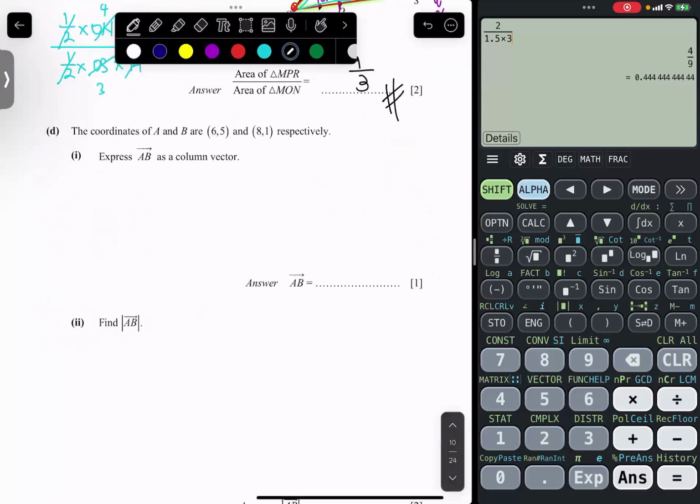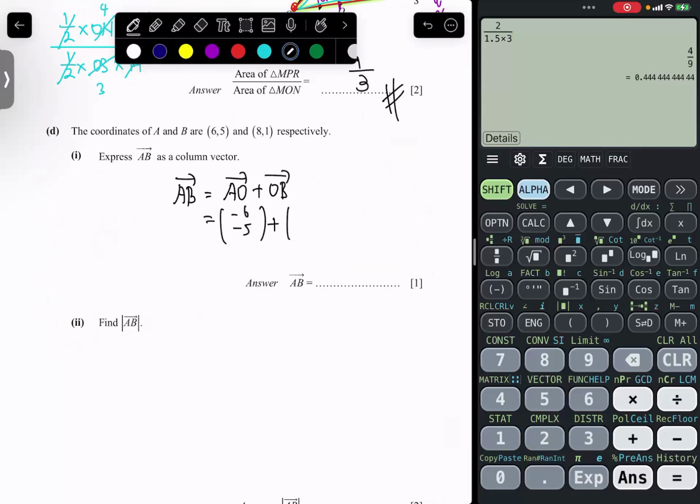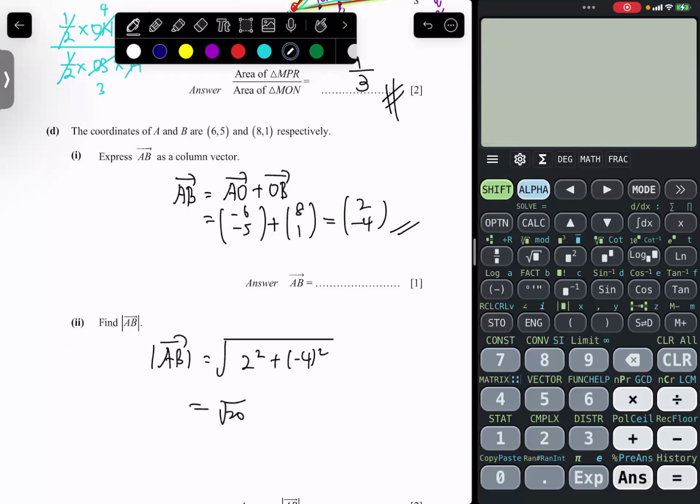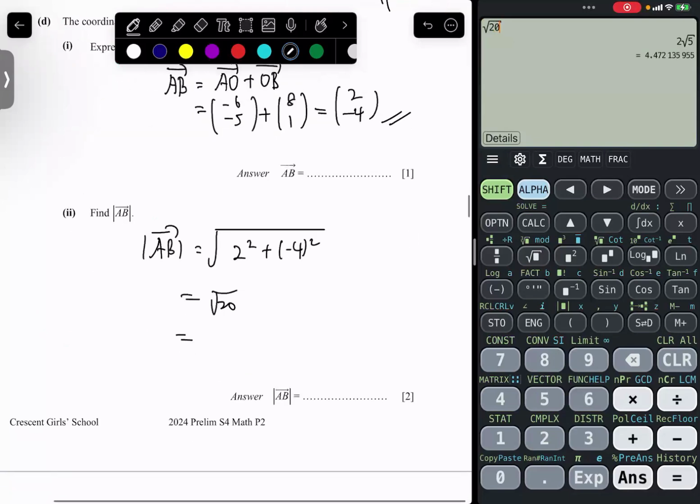The coordinates of A and B are (6, 5) and (8, 1) respectively. Express AB as a column vector. AB will be equal to AO plus OB. So AO will be (-6, -5) plus (8, 1). So I'll get (2, -4). Find the magnitude of AB. AB magnitude is equal to the square root of 2 squared plus -4 squared. So that will be square root 20, which is 4.472, 4.47.